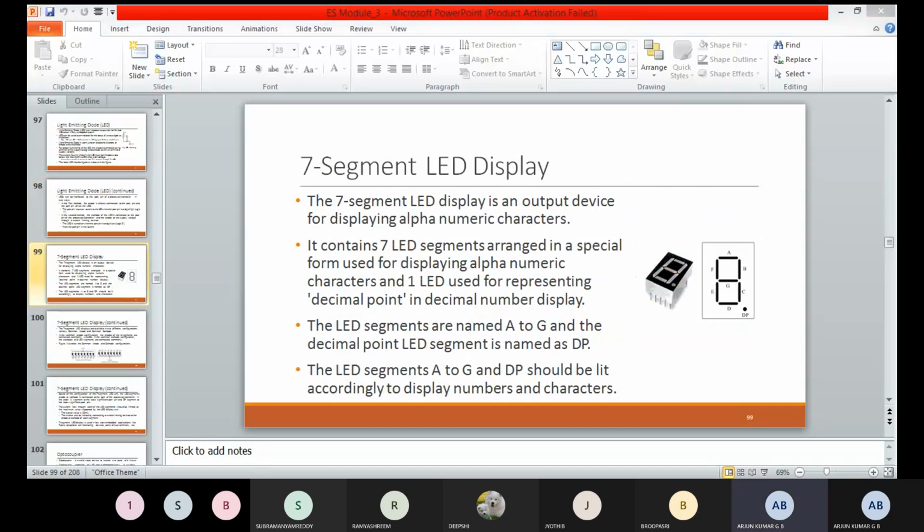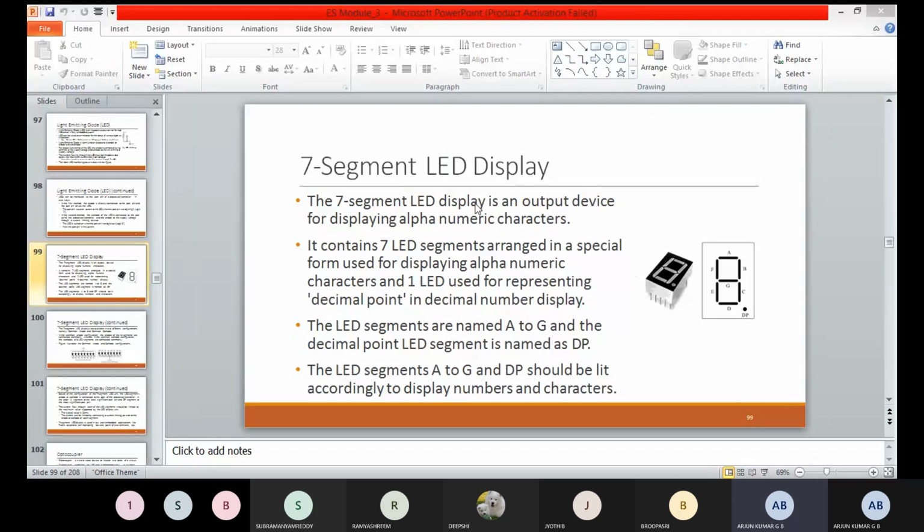The next important output device is the 7-segment display. This is a 7-segment display. For every embedded system there will be a display system. The display is a 7-segment LED display. The 7-segment LED display is an output device for displaying alphanumerical characters.